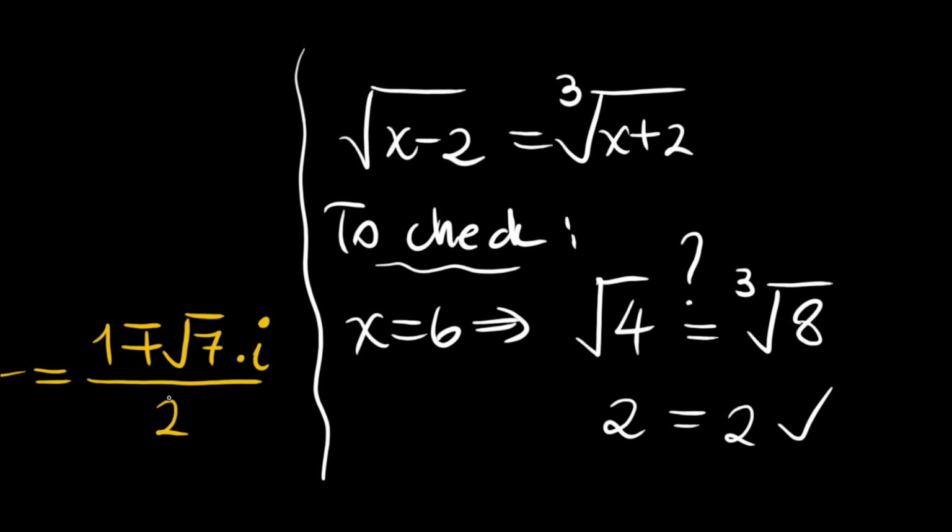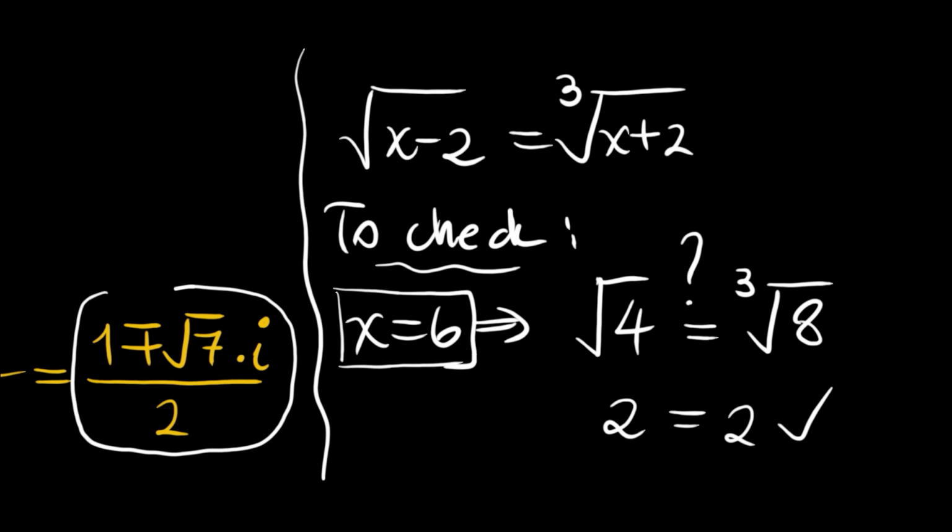But the square root has no problem since they are already complex numbers. So the set of solutions is 6 and these 2 conjugate complex numbers.